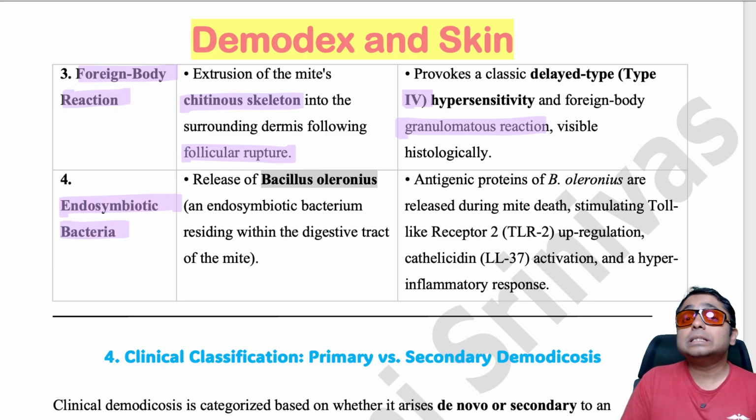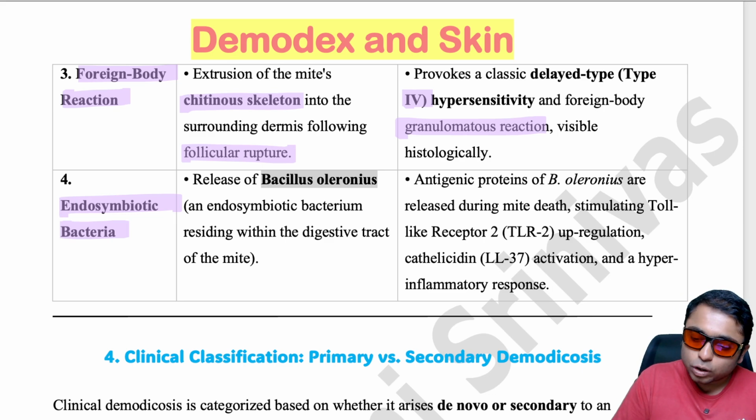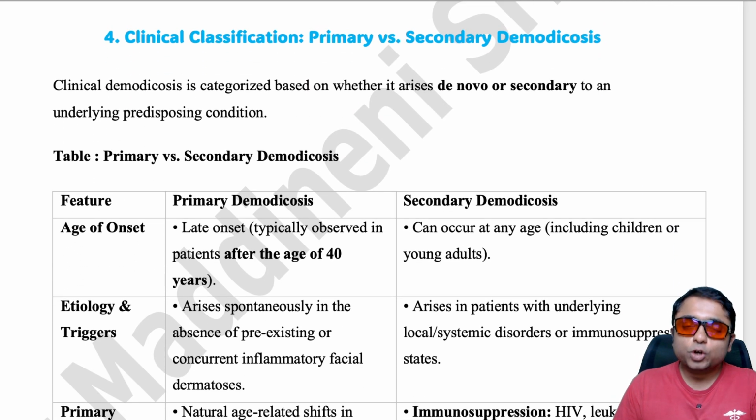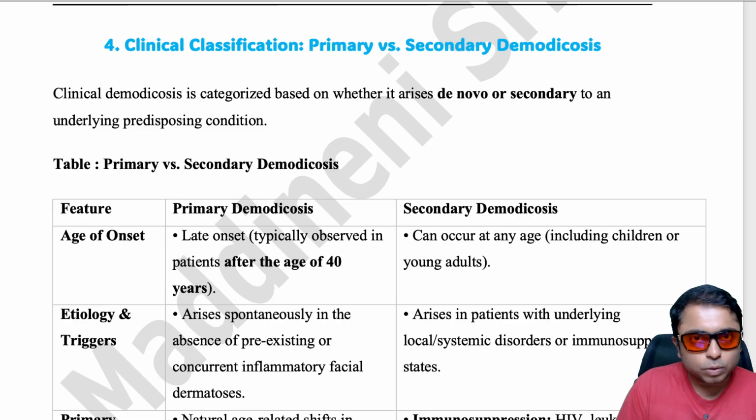And like I have told you, this endosymbiotic bacteria, which is Bacillus oleronius, which is present in the GI system of the Demodex mite, okay, that is also going to be released into the dermis, because of which there is going to be this stimulation of the toll-like receptor 2 upregulation, and also there is going to be cathelicidin activation, and a hyper-inflammatory response is going to be seen because of this. So that was about the etiopathogenesis, pathology, what is happening in the skin. Now we'll get back clinically to what are the types of demodicosis.